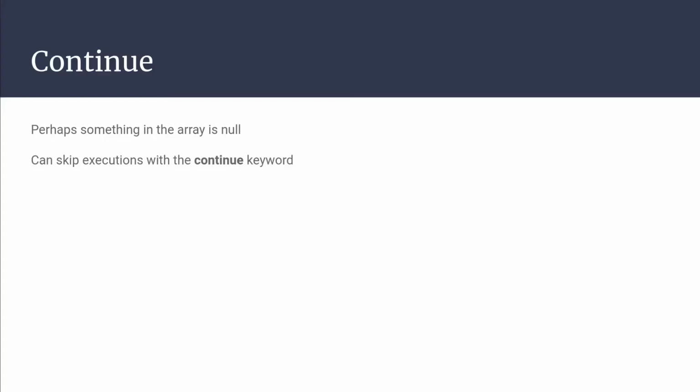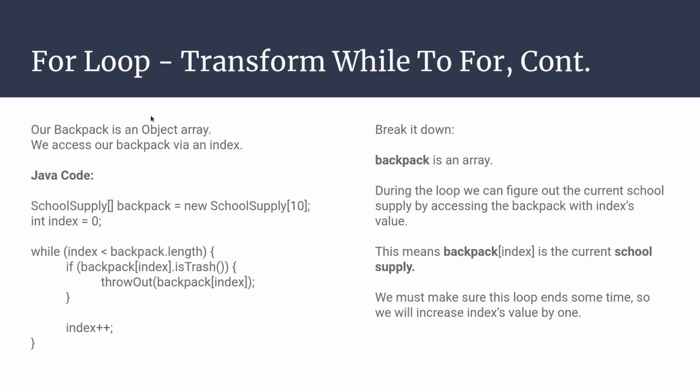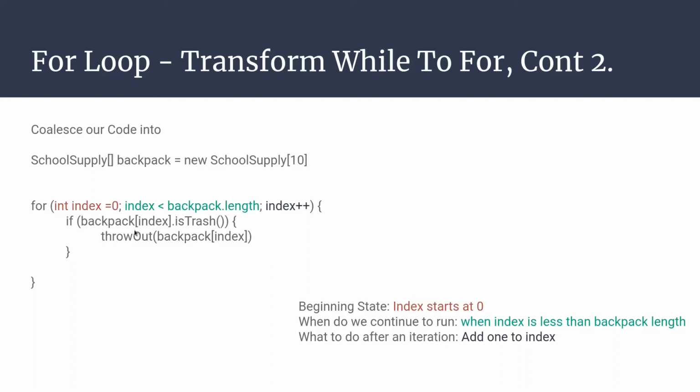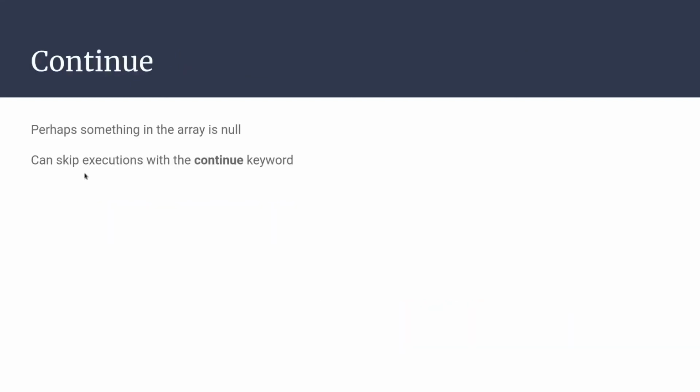Now, there's a concept of skipping an iteration of a loop. So perhaps something in the array is null. If we go back to our example here, what happens if backpack subindex evaluates to null and we call null.isTrash? Well, we get a null pointer exception. There can be a way for us to skip this, and we do this with the continue keyword.